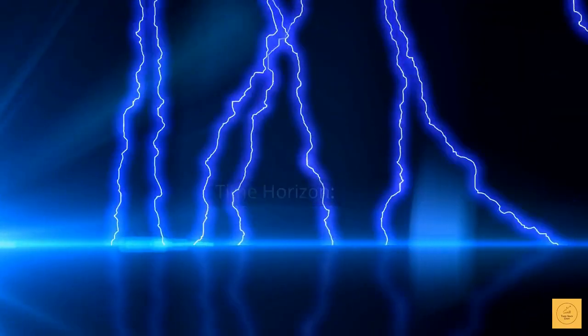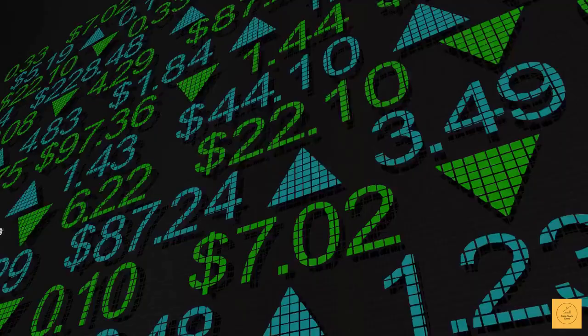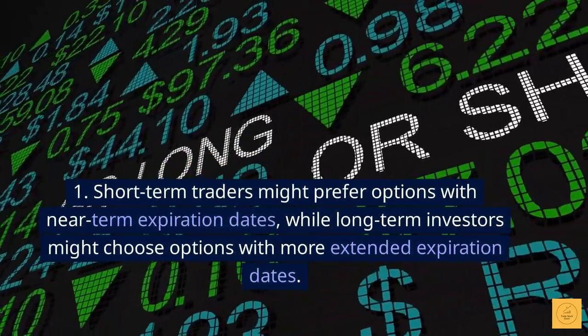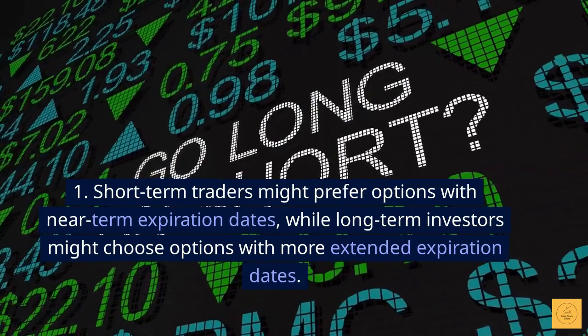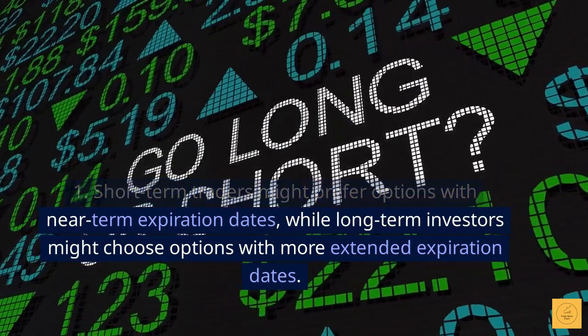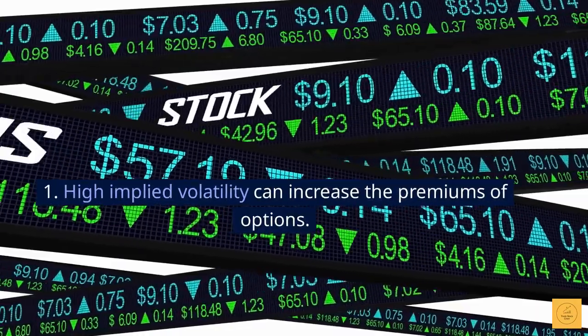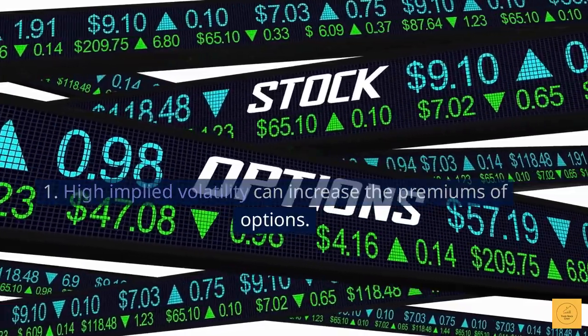Time horizon. 1. Consider how long you plan to hold the option. Short-term traders might prefer options with near-term expiration dates, while long-term investors might choose options with more extended expiration dates. Volatility expectations. 1. High implied volatility can increase the premiums of options.